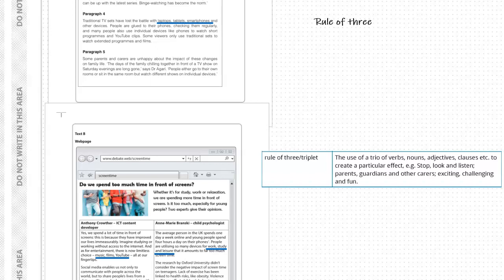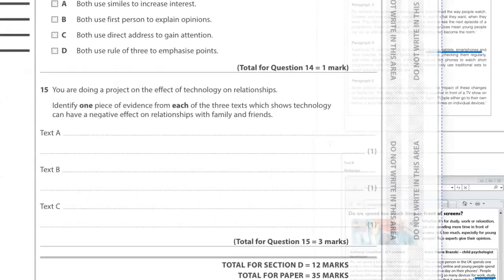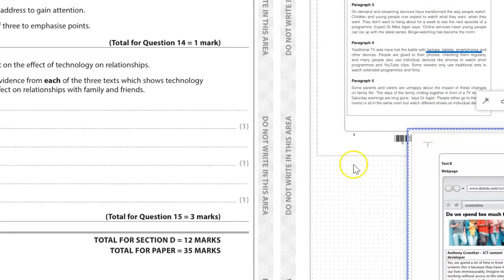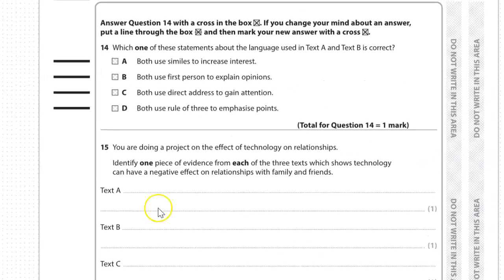So in text A, an example is traditional TV sets have lost a battle with laptops, tablets, smartphones. And in text B, as for our entertainment, there is limitless choice, music, films, YouTube. In the next column, people are utilising so many devices for work, study and leisure. So examples of rule of 3 there. So going back to the question, the answer to this one, as it's a multiple choice question, it's only one, is both use rule of 3 to emphasize points.